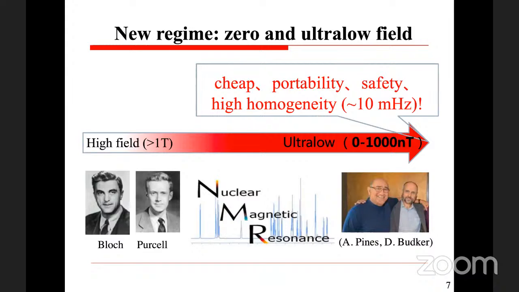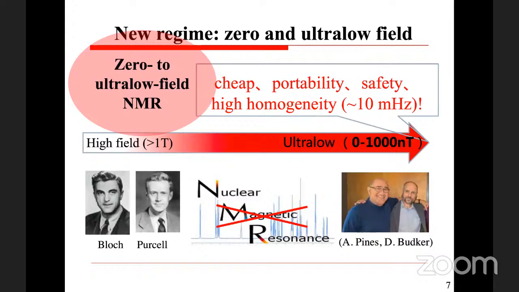One promising way is to remove the large magnetic fields. Professor Eriks and Professor Dimitri Budker are the pioneers of ultra-low field NMR. Such a new NMR protocol has several advantages. At first, it doesn't require a superconducting magnet, so it could be very cheap, highly portable, and also very safe. In particular, it has very high magnetic field homogeneity. Thus, it can realize millihertz resolution NMR spectroscopy. I will show the detailed results later.